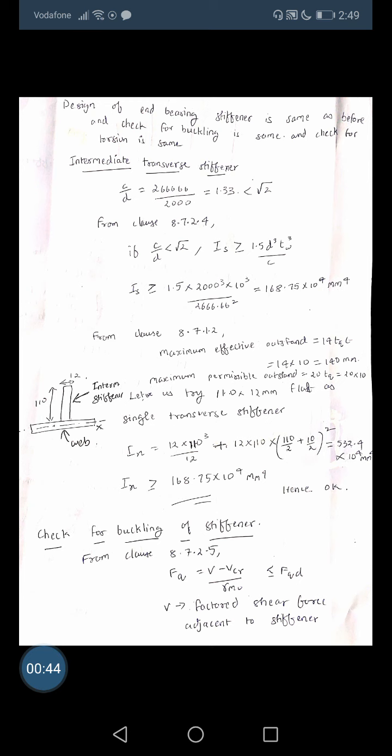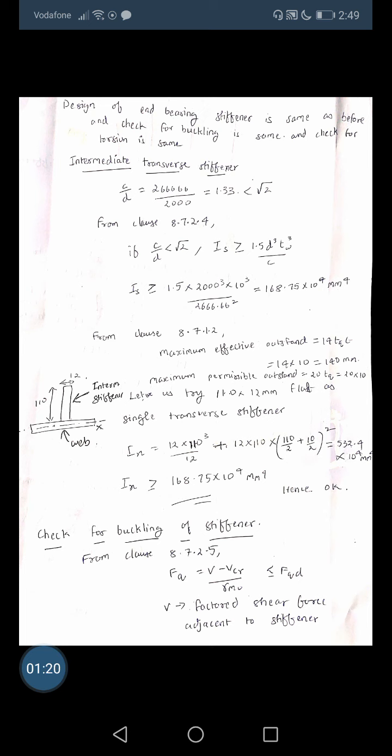Now everyone knows that in the case of plate girder without intermediate stiffeners, clause 8.7.1.2 is used to determine how much width this stiffener should have. So that is determined from clause 8.7.1.2. In that clause there are two main provisions, one is maximum permissible outstand and the other one is maximum effective outstand.